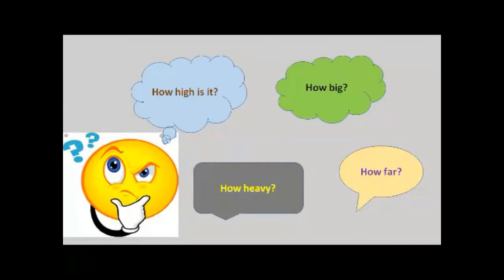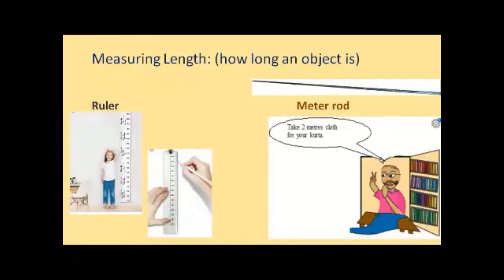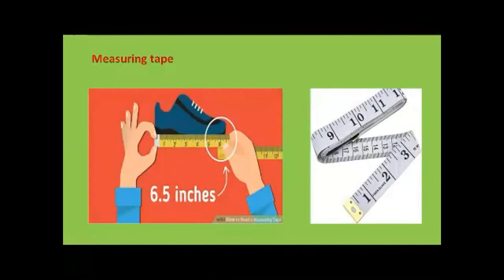How heavy or how far, like how far is your school from your home. Okay, so that is the distance between your school and your home. Okay, and this is the lemonade recipe. Okay, we can measure the length with the three objects. Okay, tell me in the chat box. The first one is ruler, the other one is meter rod, the third one is measuring tape.